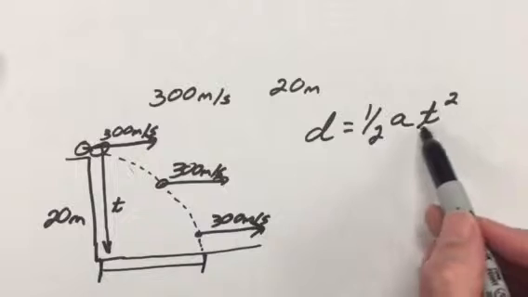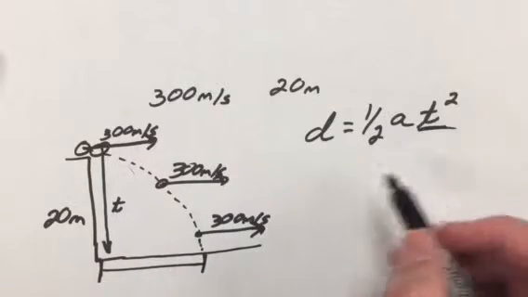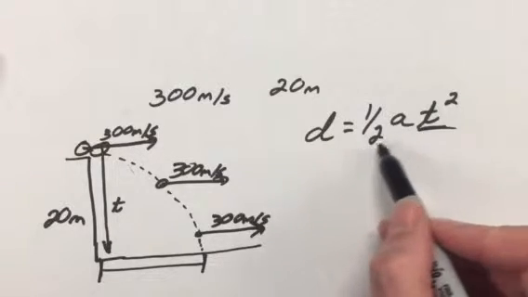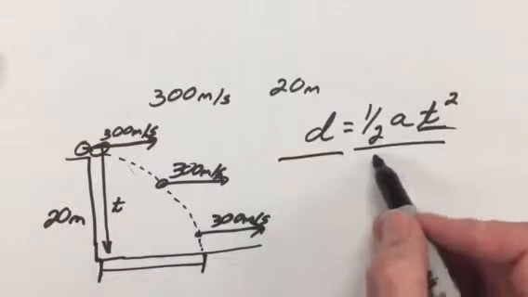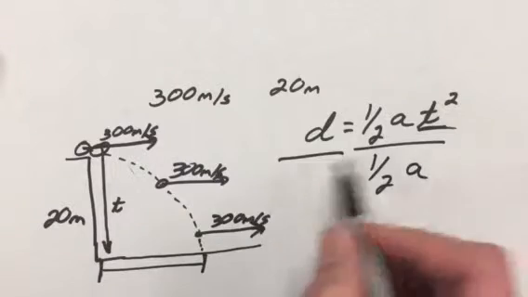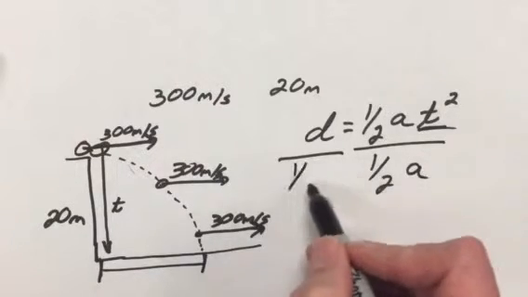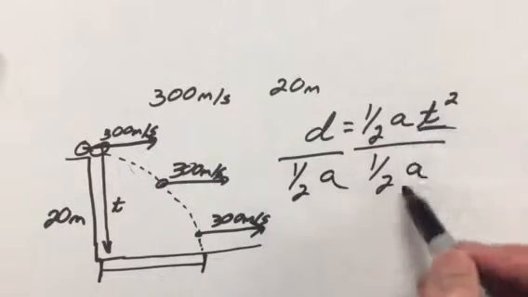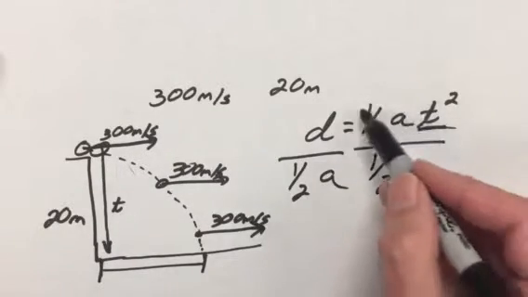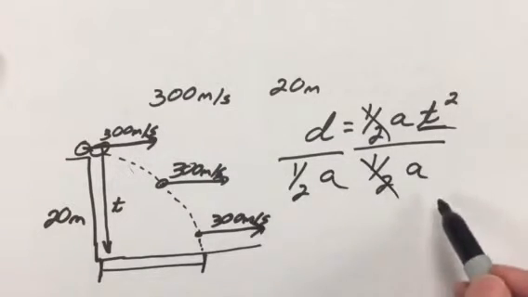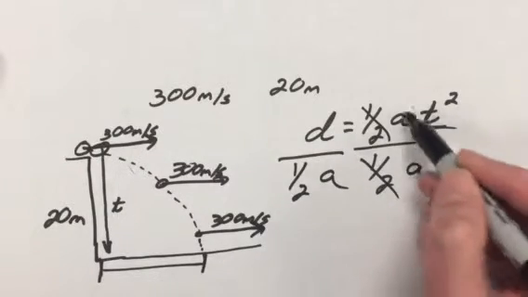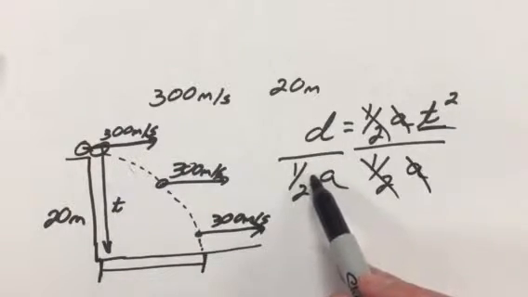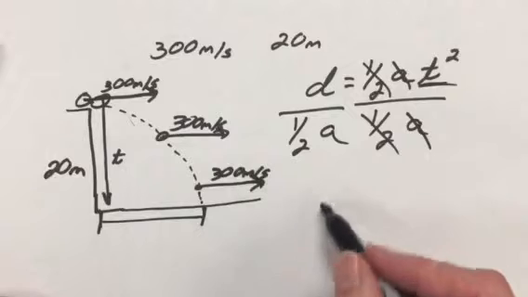Now, we want the time here. The way we're going to do that, we're going to use a little algebra, and we're going to divide both sides by 1/2 a, the acceleration due to gravity. Why are we going to do this? Because we want the time. If we divide this side by 1/2, that's going to cancel that out. If we divide it by the a, that's going to cancel that out. And what we do to one side, we have to do to the other.